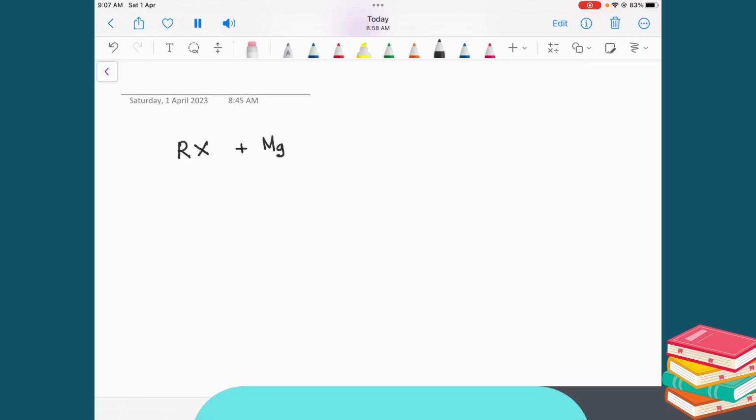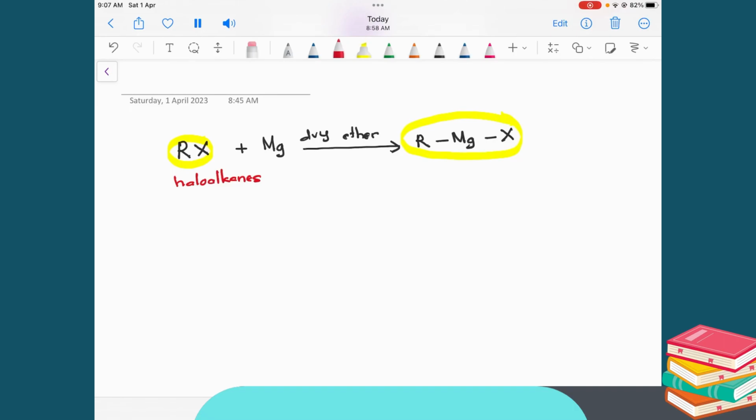In this video, we are going to learn about the Grignard reagent. The Grignard reagent is prepared by the reaction between a haloalkane and magnesium in dry ether, and the product formed is RMgX. RX is the haloalkane, and the product RMgX is a Grignard reagent.